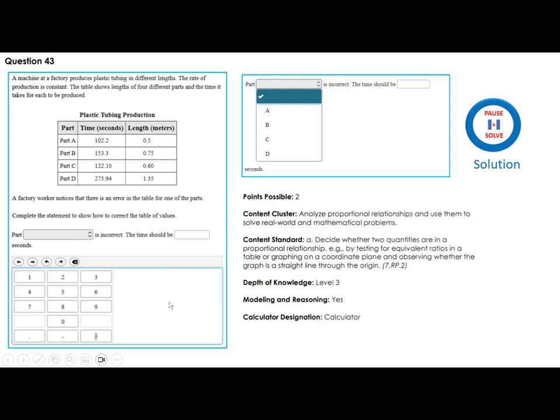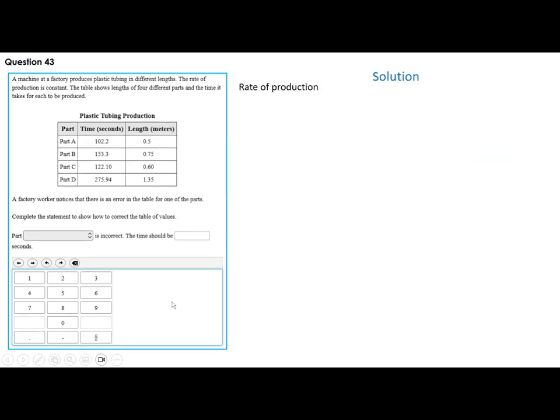So first of all, let's see. I need to see the rate of production. So I'm dividing for part A, B, C, and D, the time divided by the length. I see that this and this and this are the same. So I have a problem here. So this would be part C, the error in part C, okay?